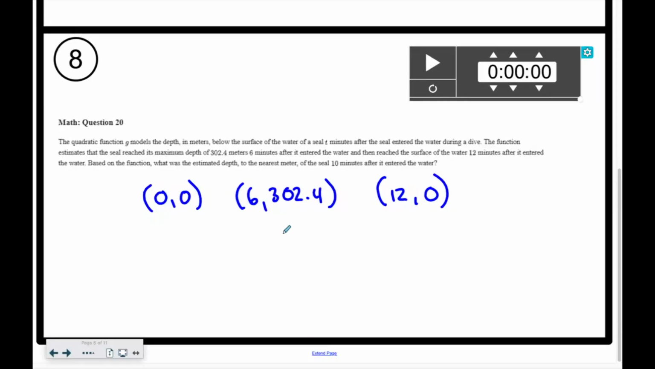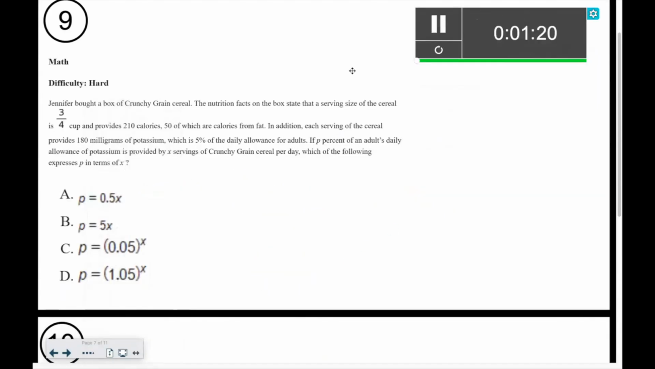Okay, so this one, the final answer for this one was just 168. Okay, all right, let's try number 9. This one is hard because they give you a lot of information that you don't need at all.